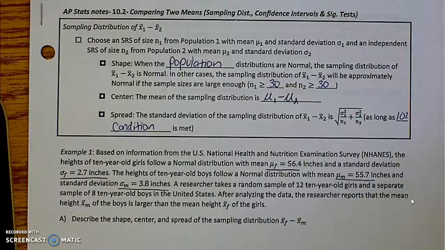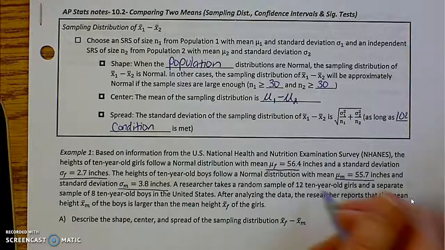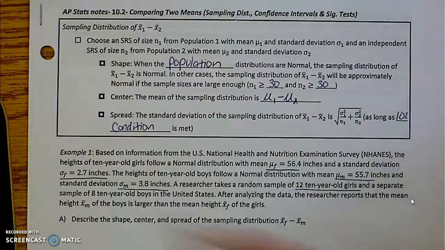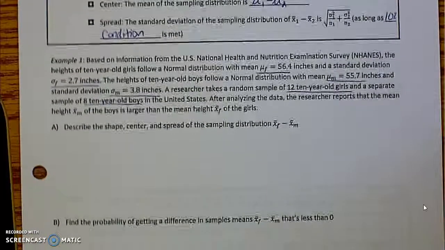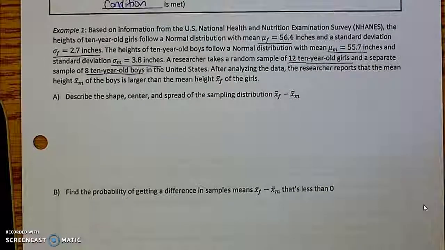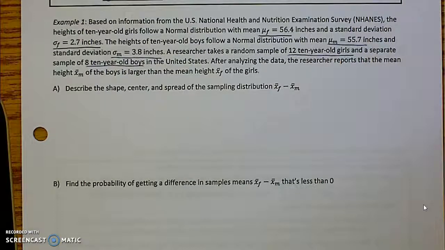A researcher takes a random sample of 12 10-year-old girls and a separate sample of 8 10-year-old boys in the United States. After analyzing data, the researcher reports that the mean height of boys is larger than the mean height of the girls. So, the first thing we want to do is describe the shape, center, and spread of the sampling distribution for the difference between the mean of the females minus the mean of the males.